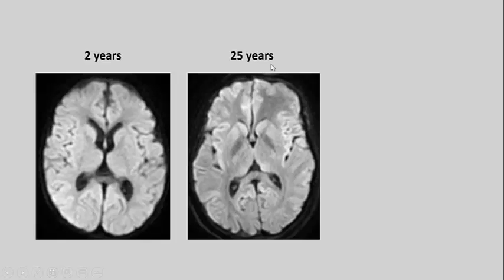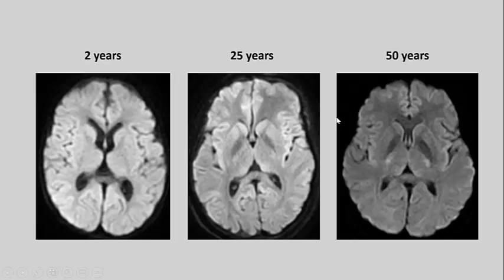Deposition of iron is a physiological process that starts at the age of 10. Before 10, you don't see such changes, like here in the 2-year-old child. You cannot differentiate between the globus pallidus and putamen. And in a 25-year-old, you can now discriminate the globus pallidus from the putamen. With advancing age, the deposition is more and more, and the signal will be more and more decreased.